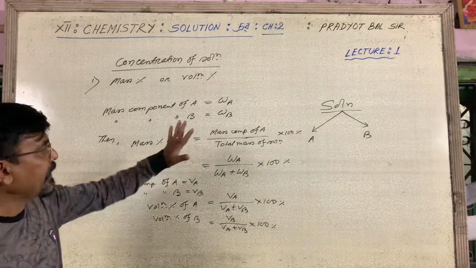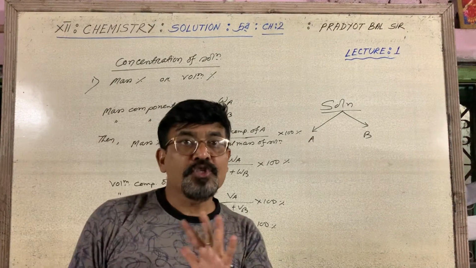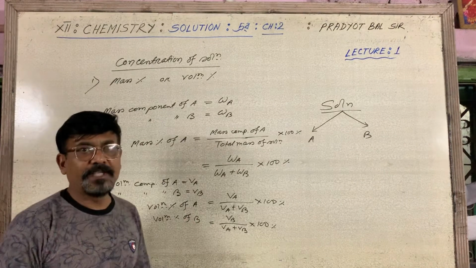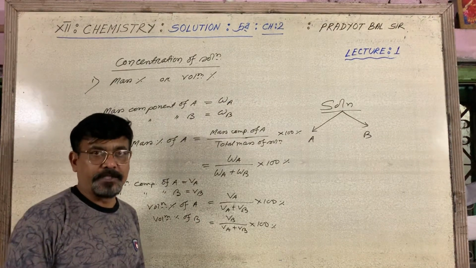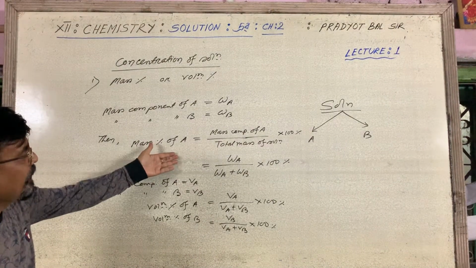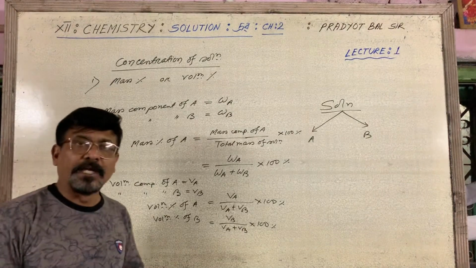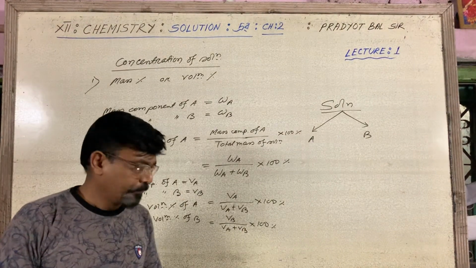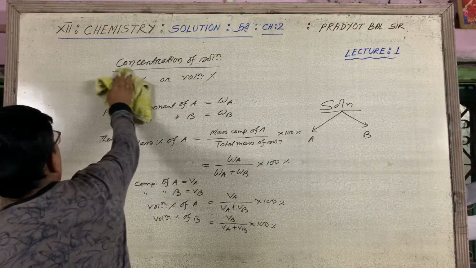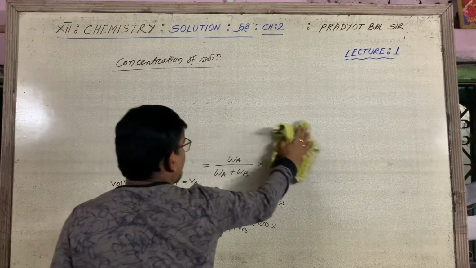Be sure that you have understood, because this chapter contains lots of numericals and I will discuss one by one, but if you have understanding, then you can easily understand the numerical part. So this is mass percentage of A, we can find mass percentage of B, volume percentage of A, volume percentage of B, we can easily calculate out. Clear? Now, second part, concentration of solution, second way how we can express concentration of a solution.